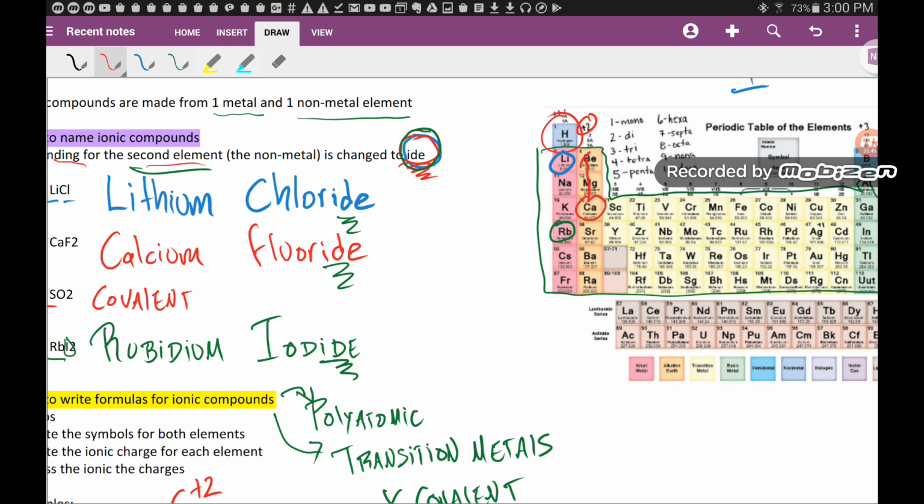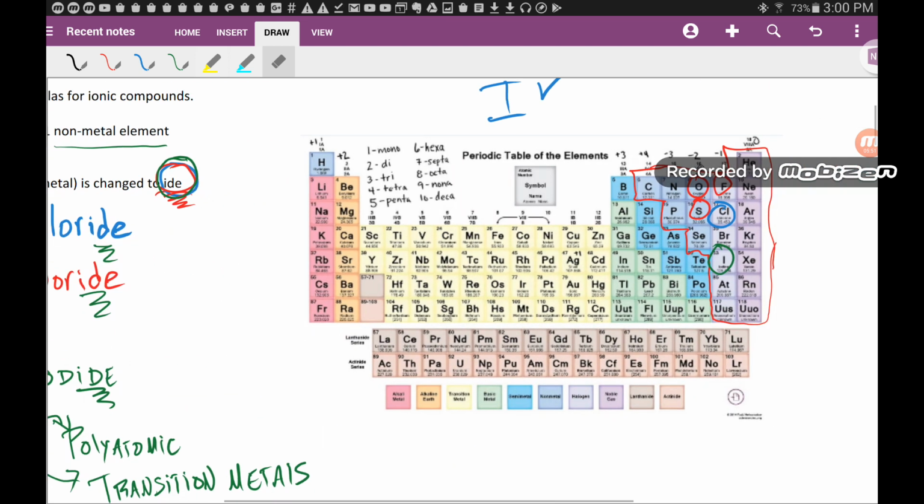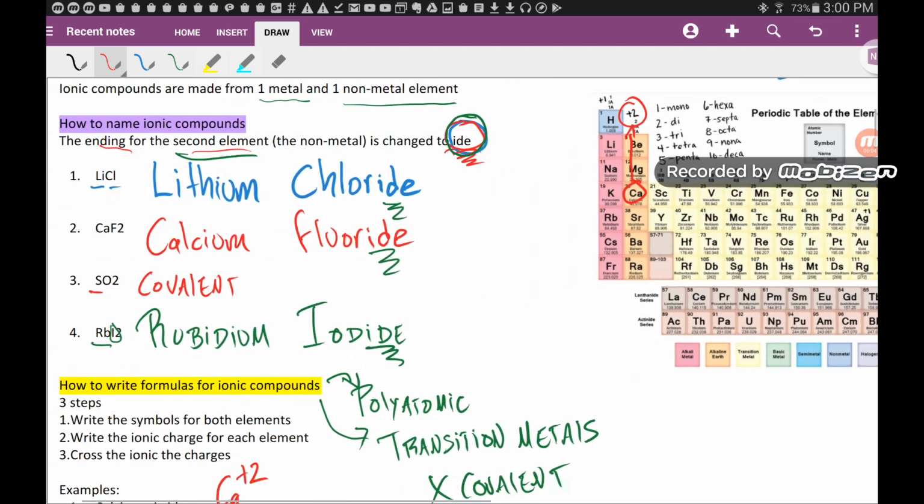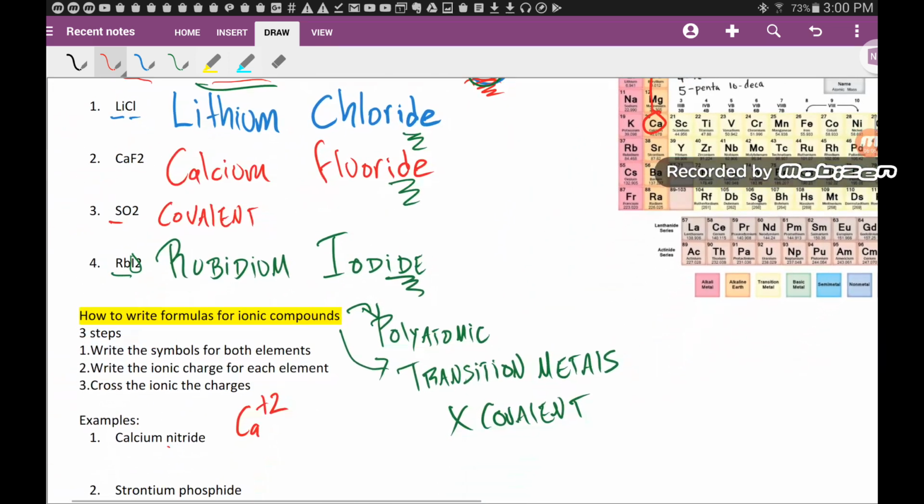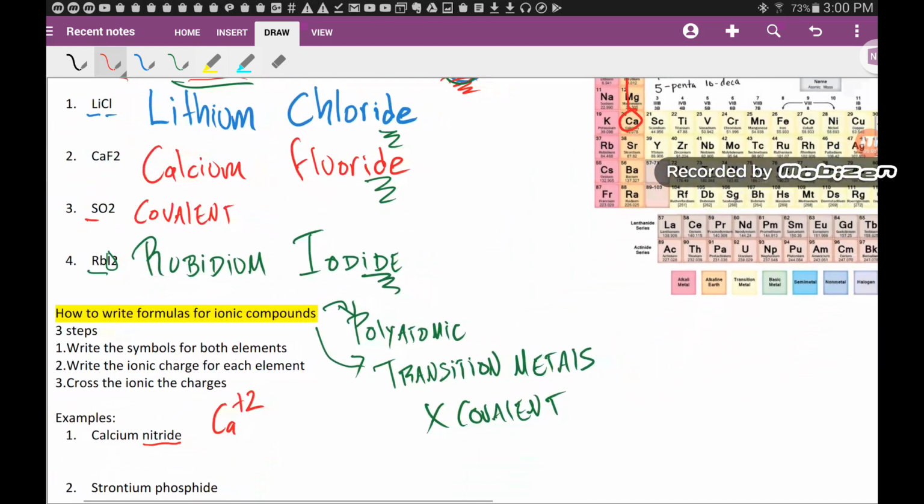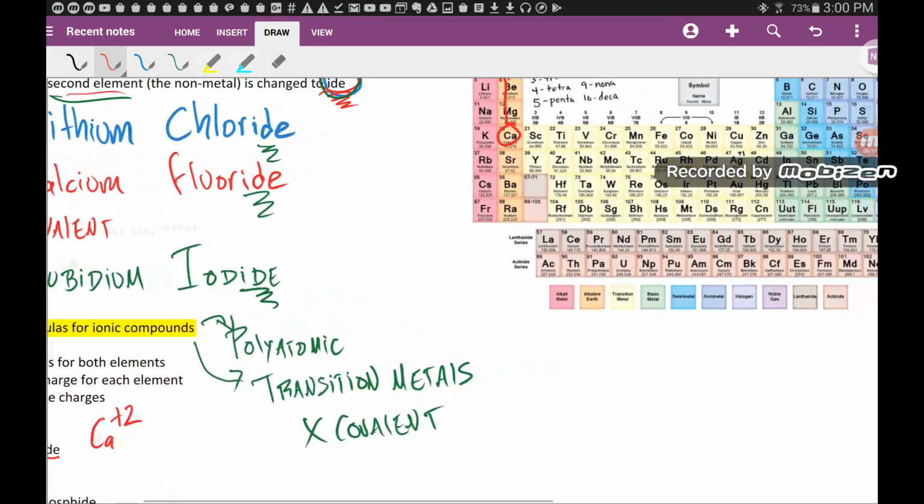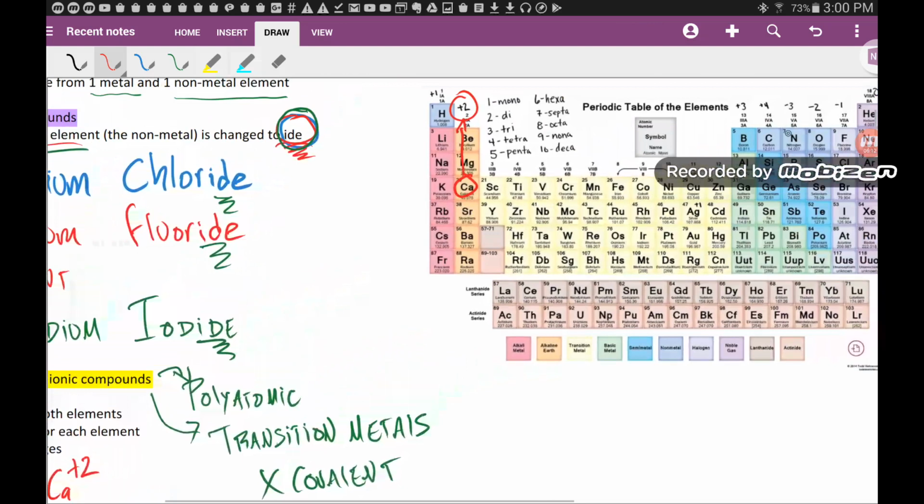Okay, calcium. Let me erase all this so everything is kind of clear, because I have a lot of writing, so we get a clear space. Okay, so calcium has a charge of +2. So that is the charge. And then we have nitride. That will be nitrogen, because they changed the ending to IDE. So it's nitrogen, and it has a charge of -3.